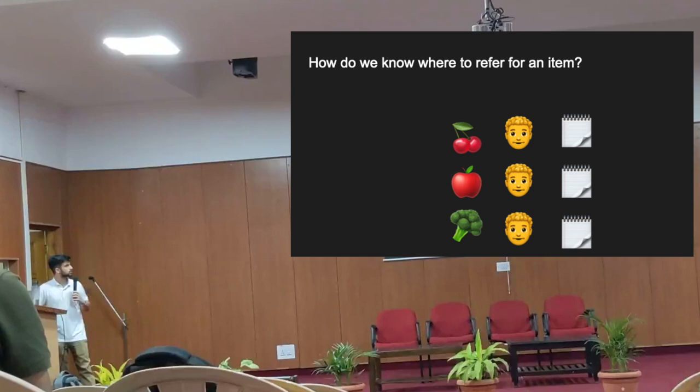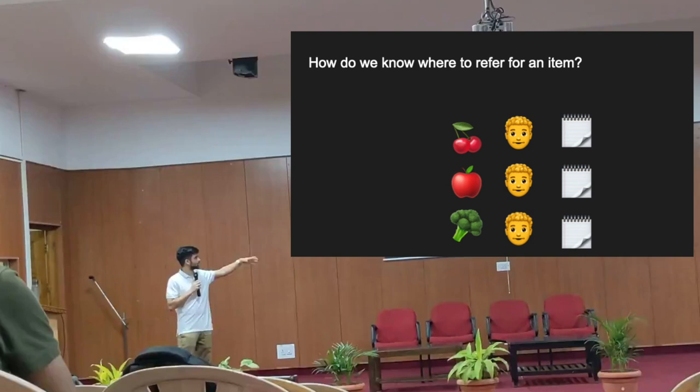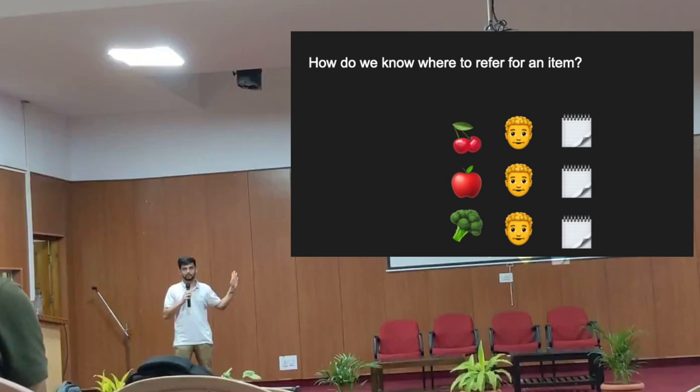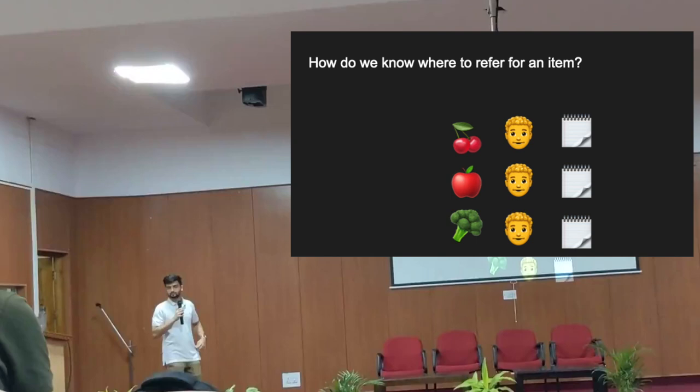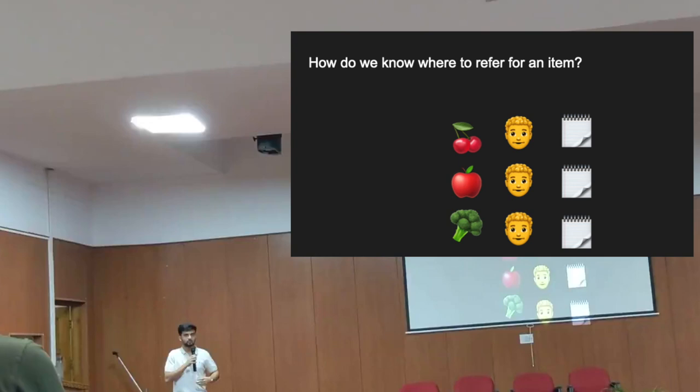One thing I can do is keep one guy just for cherries, one person just for apples, one person just for broccoli. This is a little contrived example, so let's assume that a customer is going to buy one fruit at a time. So I'll have different counters for each thing. But we still need our data to be secure. Each person still has only one notebook.